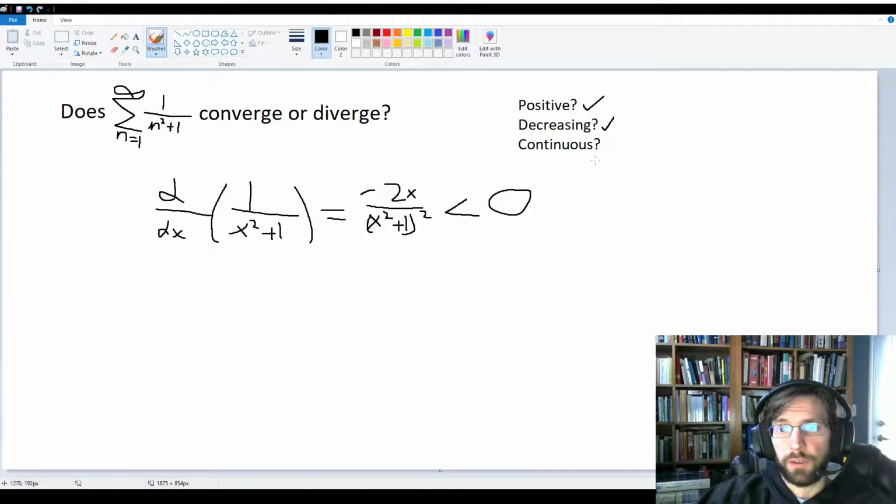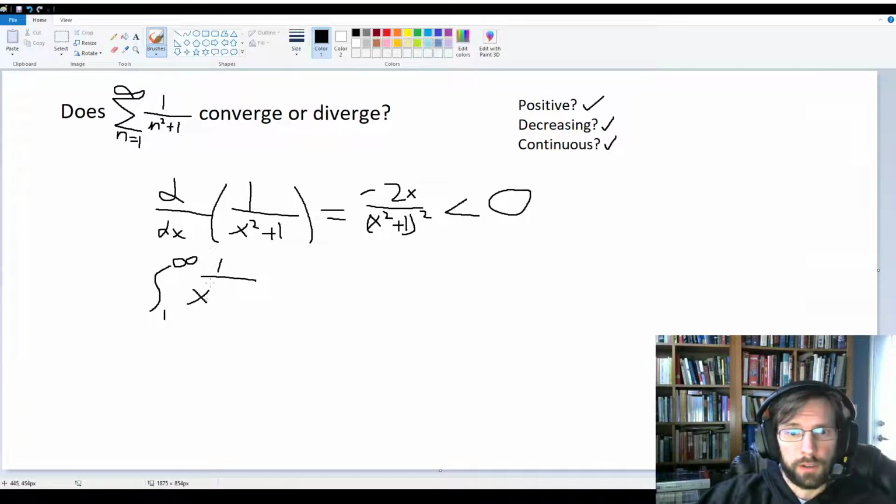And if the derivative is negative, it is decreasing. Okay, and this is in fact going to be continuous because we are never dividing by 0. Okay, so rational functions are only discontinuous when they divide by 0. Okay, so that means in order to determine whether or not the series converges or diverges, we look at the improper integral from 1 to infinity of 1 over x squared plus 1 dx. Okay, so first step is rewrite this as a limit.